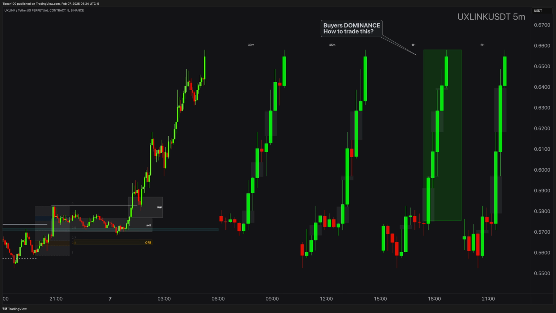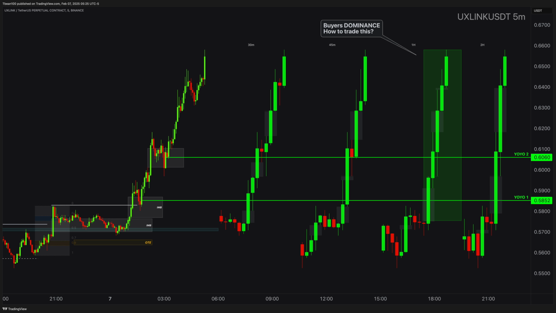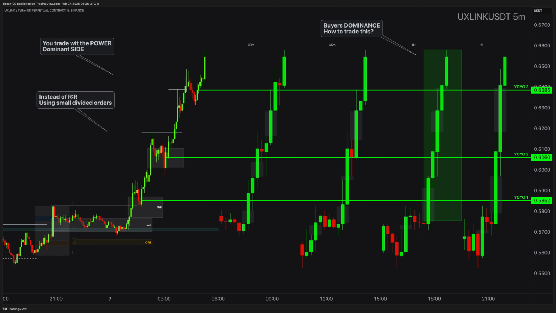Okay, as you can see, price breaks with a nice imbalance here again. This is a nice small dive area to trade the breakout. Then another fast move and a small pullback to this inner imbalance. Another trade. Then another nice break and small pullback to trade. As you can see, what you do here is jumping to rally with each pullback using small divided orders instead of a hard stop loss with classic risk reward tool.